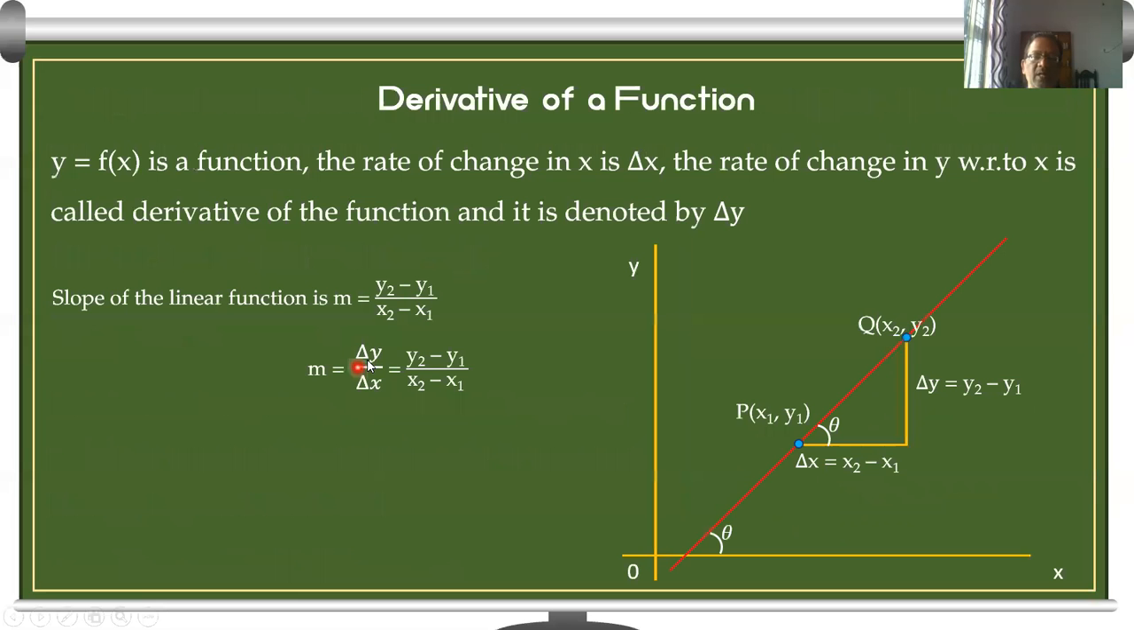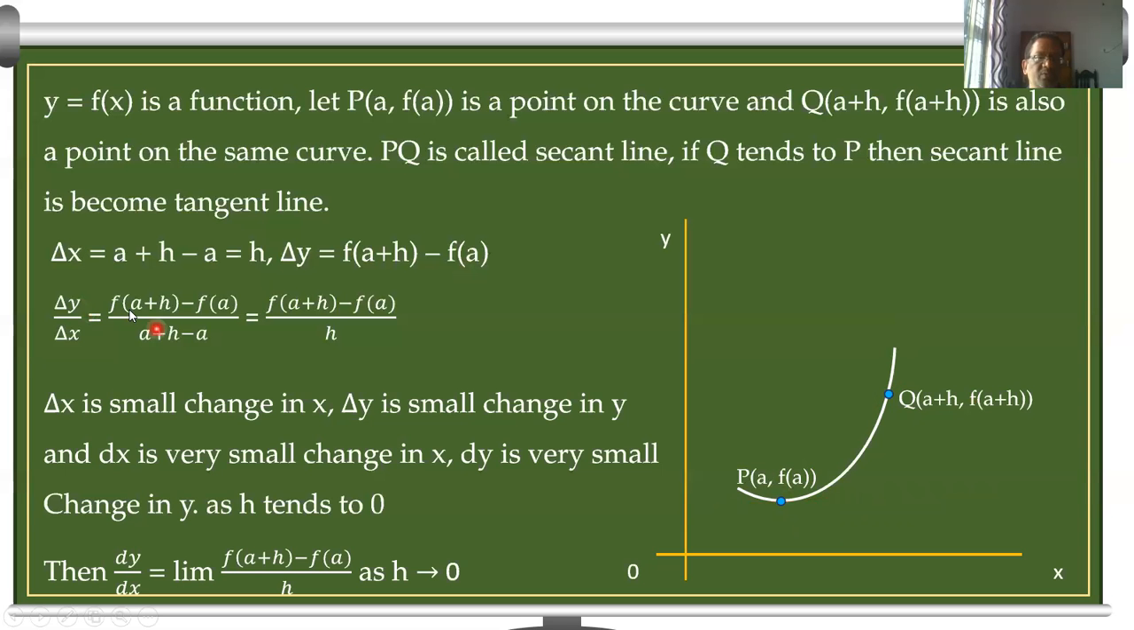Now here, delta y by delta x. Now here I am substituting all the values. What is delta x? It means f of a plus h minus f of a, and the delta x value is h. And delta x is a small value in x.